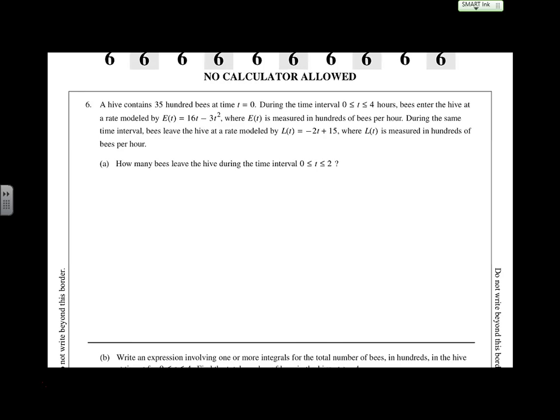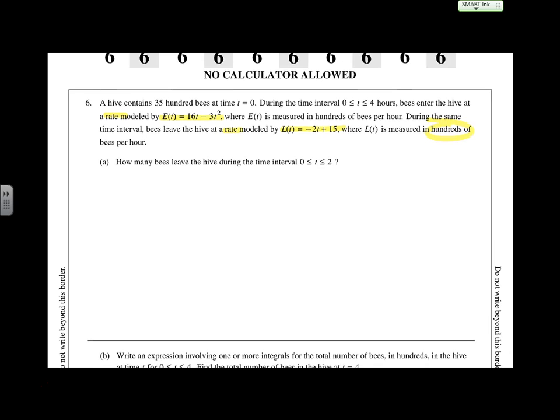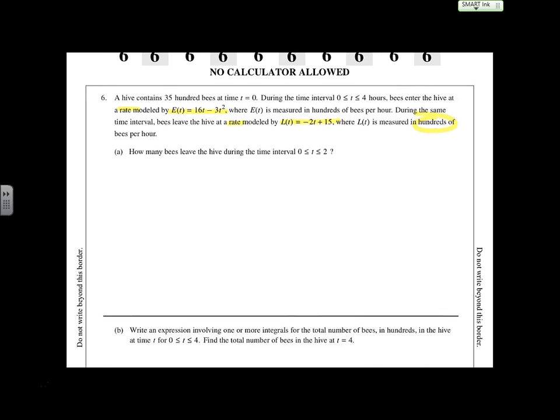Alright, first of all, reminding all of us what's going on. We have a hive with bees initially, and then we have bees entering at the rate E. That's like a derivative, the rate of how fast they're coming in. And then we have L, the rate of how fast they're leaving. Some of you missed that it's measured in hundreds of bees per hour, not just bees per hour. Hundreds of bees per hour. Okay, part C.